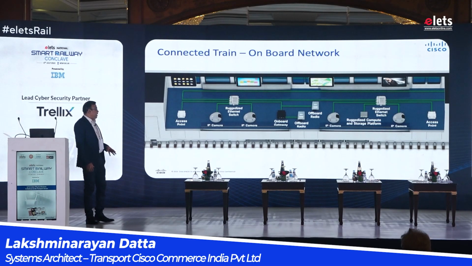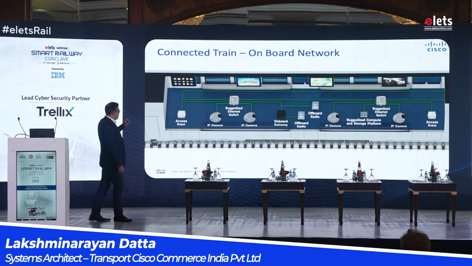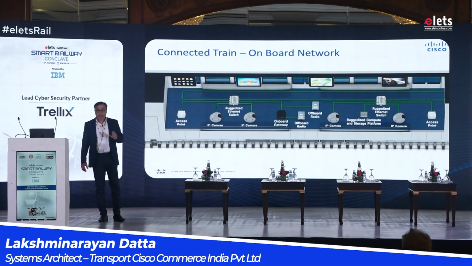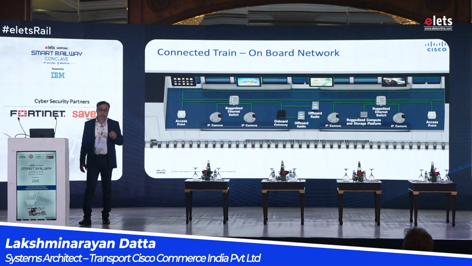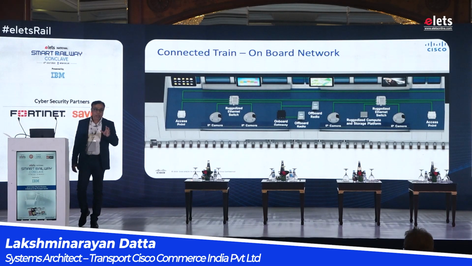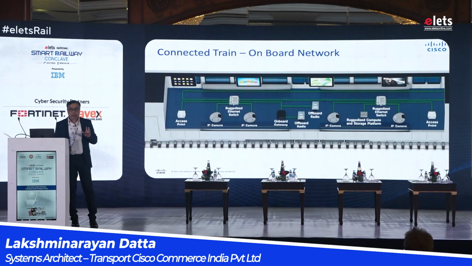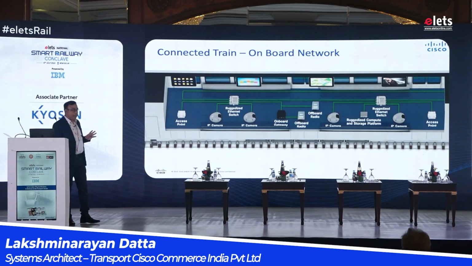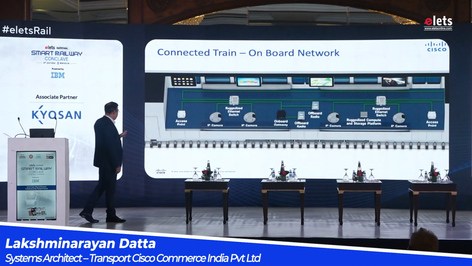So this is the train network, how it looks. There are some surveillance cameras. Those should be connected to the ruggedized switch. And ruggedized switch means it's not only ruggedized, it should be vibration proof, shock proof. The connector should be the circular M12 connector, not the RJ45 connector, although it is an Ethernet switch. That has to be kept in mind in any inside-the-train deployment.